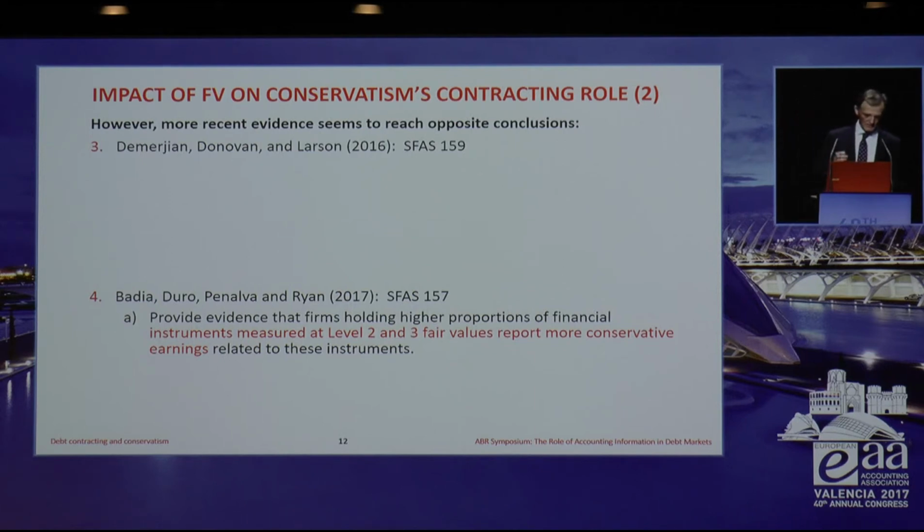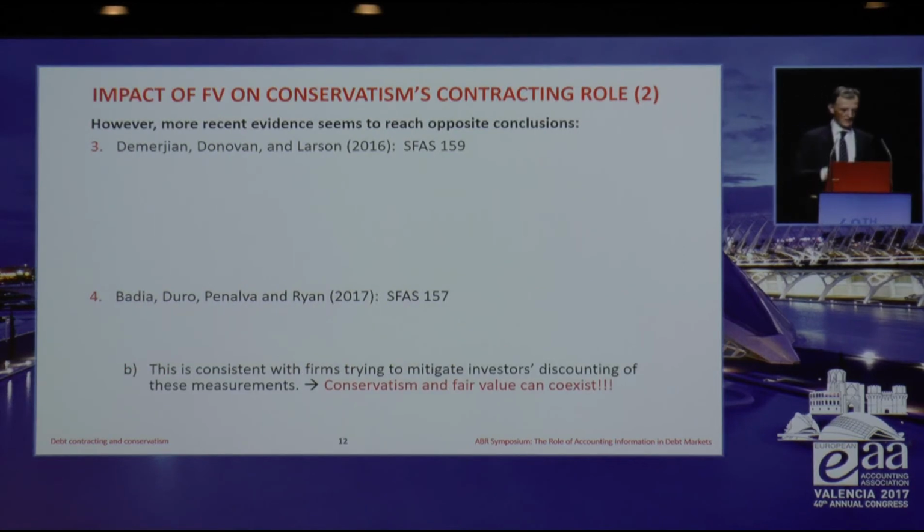Well, what Badia et al. find is that firms holding higher proportions of financial instruments measured at level 2 and level 3 fair values report more conservative earnings related to these instruments. The intuition behind this result is that investors know that level 2 and level 3 fair values are less reliable because of the additional assumptions required. They price protect by discounting the share price; they're willing to pay less for the stock of that firm. And firms react and try to mitigate investors' discounting by reporting these measurements conditionally conservatively. So the bottom line of this paper is that conservatism and fair value can coexist. You can have them both. They are not antagonistic properties of accounting numbers.